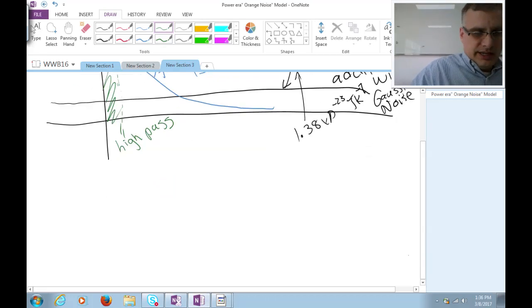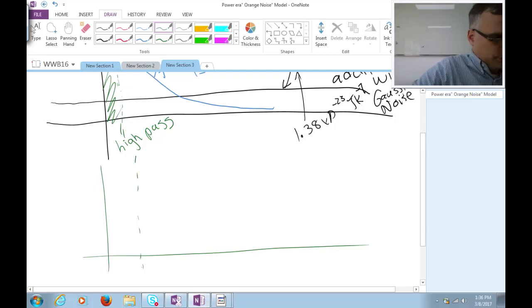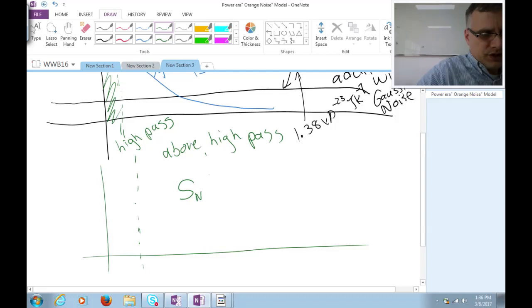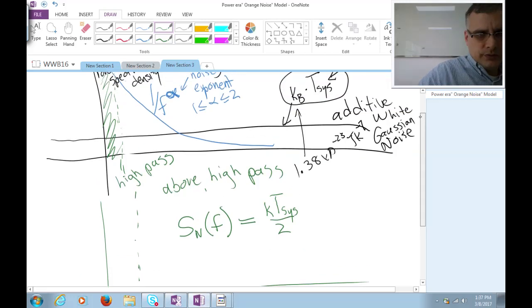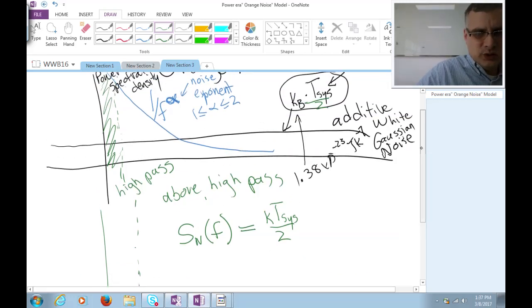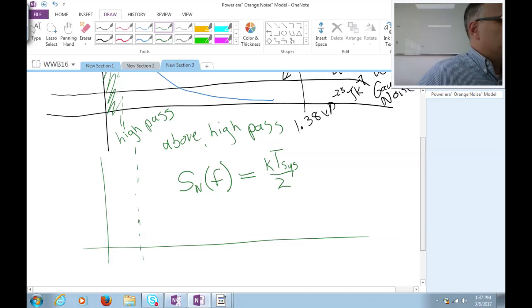So, in its most generic form, here's how we model our orange noise. In this region, above high pass, my noise power spectral density as a function of frequency is going to be KTsys over 2, and I should have said this, I've got to divide that by 2, because there's actually a positive and a negative frequency spectrum. And so just to keep the accounting correct, the way that we do things in RF engineering, we need to put a 2 there to denote that. There's also power on the mirror image of what I'm drawing.